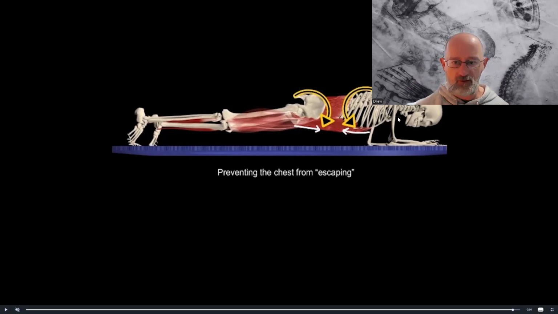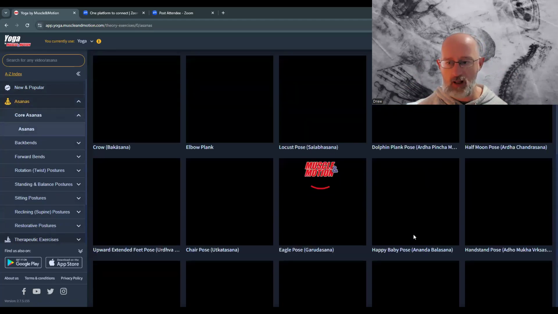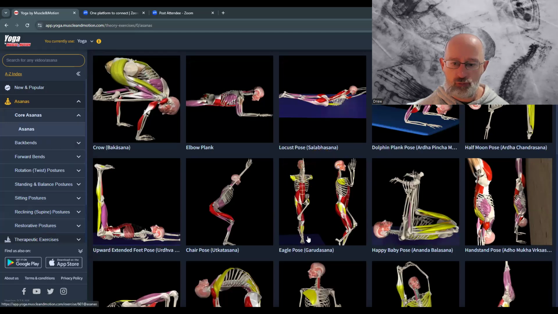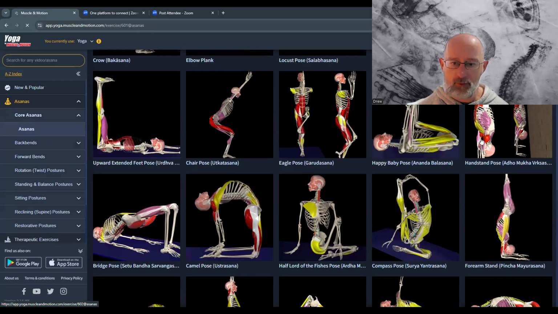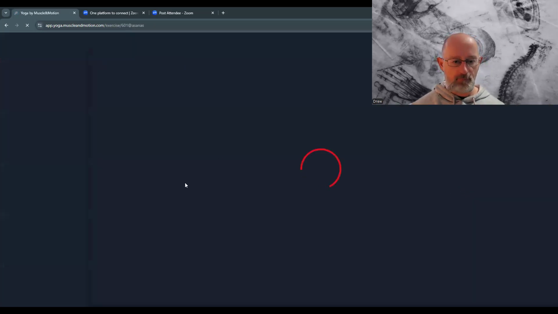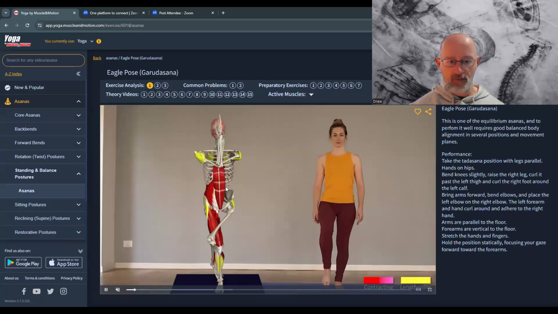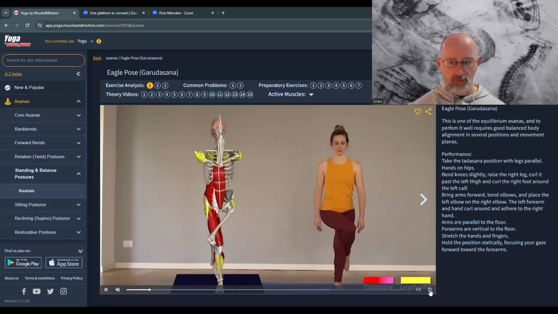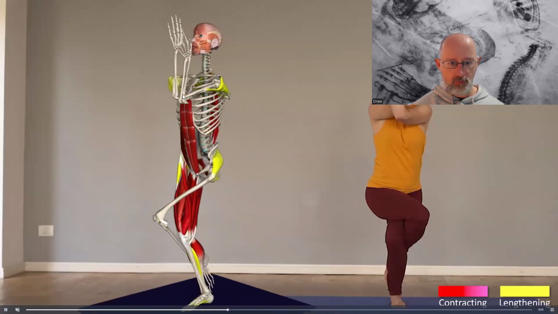And then what you do is you transfer this ability to maintain neutral spine into a movement. So let's look at a movement such as eagle pose. I quite like eagle pose. Give it a second. So what we're doing here is we're going to squat down, cross your arms, pause. Let's pause there.